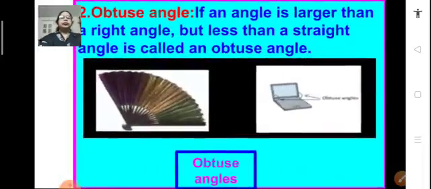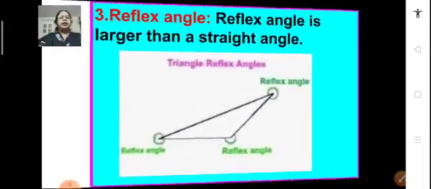Now, what is an obtuse angle? If an angle is larger than a right angle, but it is less than a straight angle, that means if the measure of an angle is more than 90 degrees but less than 180 degrees, then it is called an obtuse angle. We have two pictures which are showing the obtuse angle.